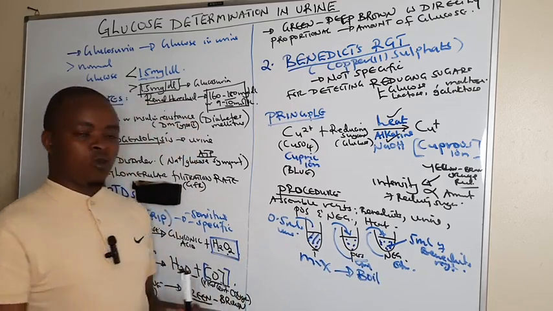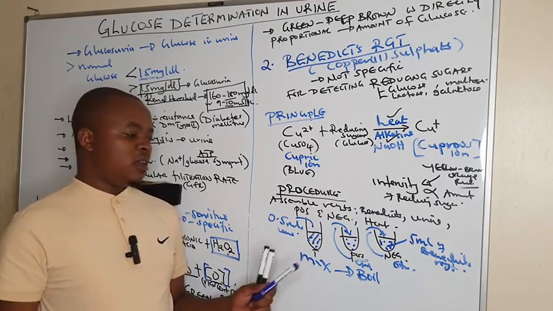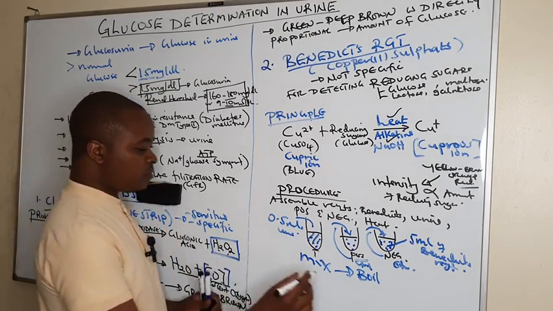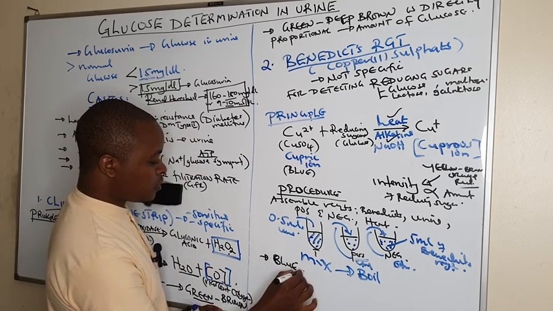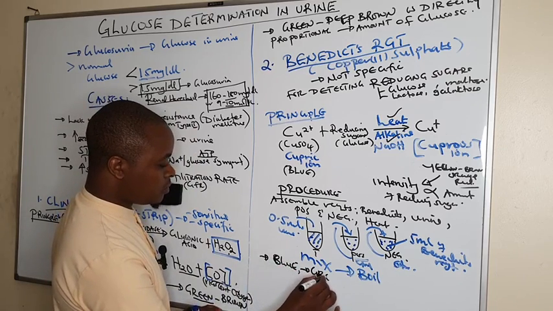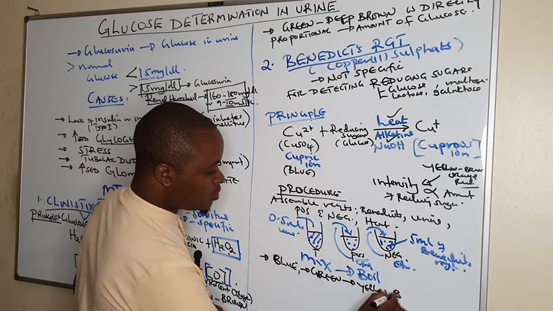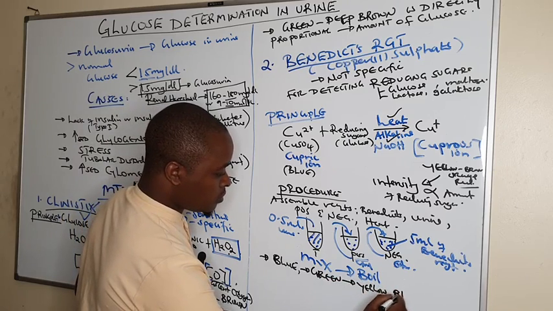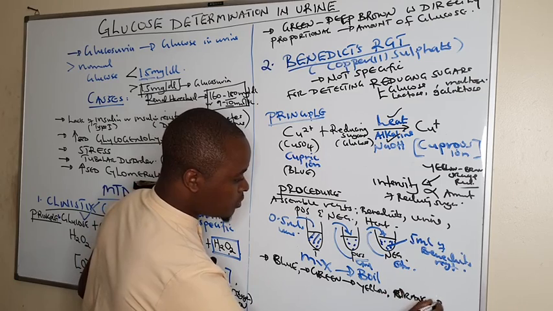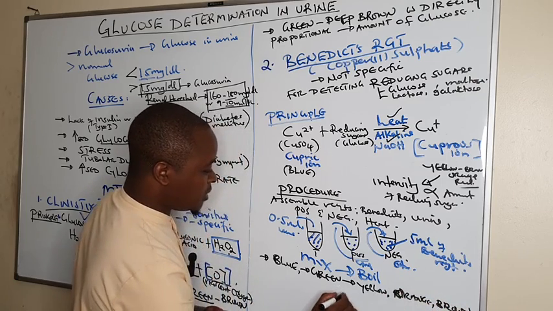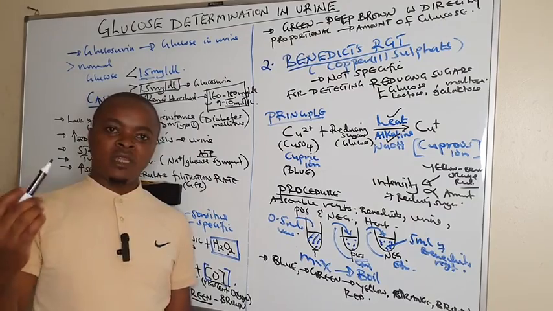And as you start boiling in the water bath, you keep mixing, checking for the change of the color. As you're boiling, you observe the color change from blue to green to yellow to brown, or from yellow to orange, then brown, then red. So these are the different color changes which occur depending on the intensity.